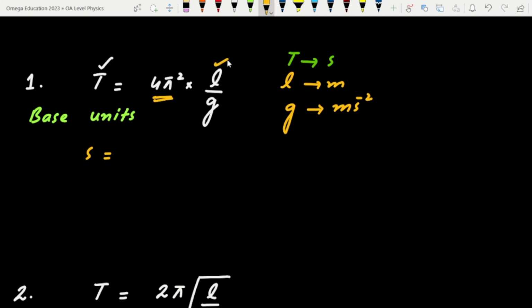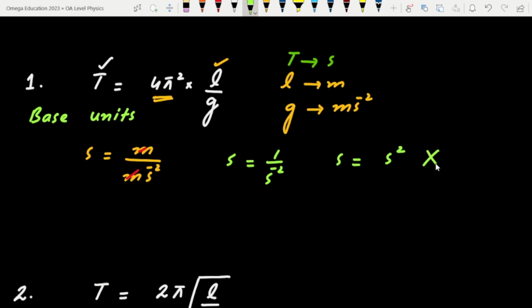What is the unit of length? Meters. Divided by what is the unit of acceleration of free fall? m s^-2. So you write m s^-2 here. What do you do afterwards? You can simplify the equation, so you'll be left with s equals, you see, meters cancel away with meters, and you're left with 1 over s^-2, or you can write it as s equals s squared.